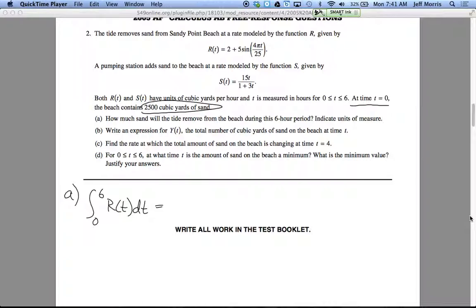What I do not want you to do here, we are going to use the calculator. What I do not want you to do here is put y1. Absolutely not. Do they know what you put in y1? No. No, you need to use the label that they understand. So 0 to 6 of R of t dt. Can somebody tell me what you got for the answer?